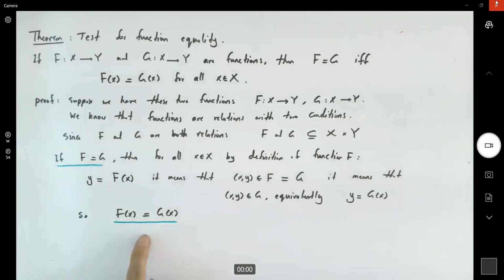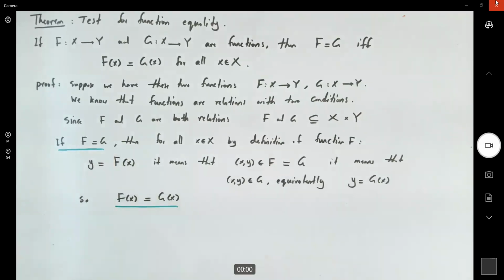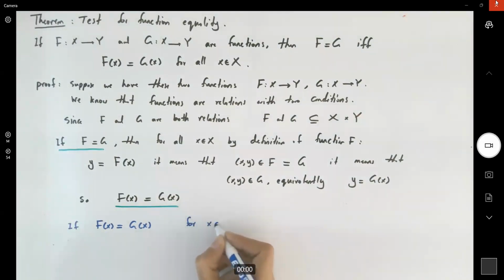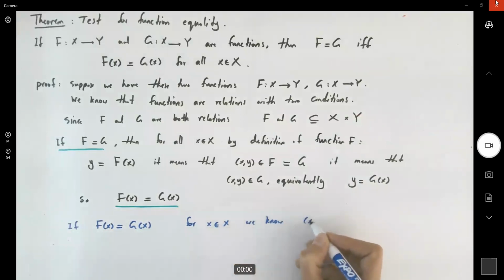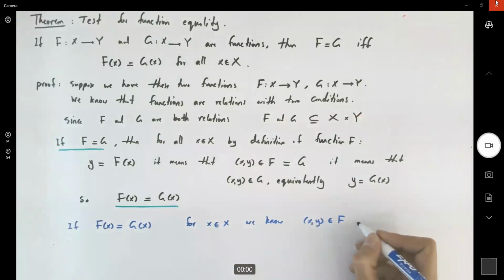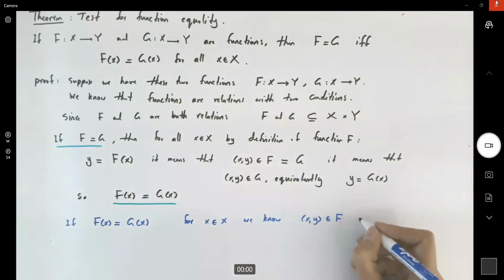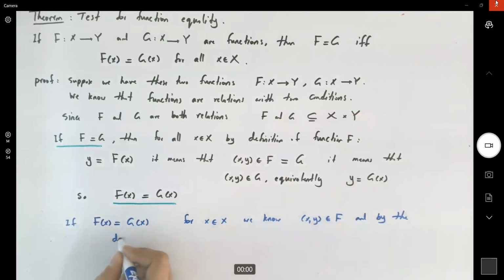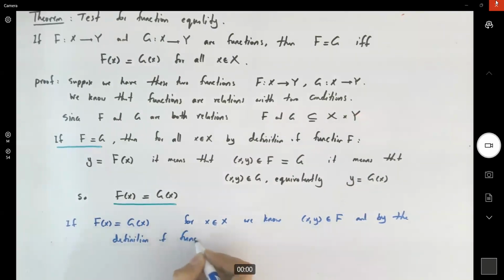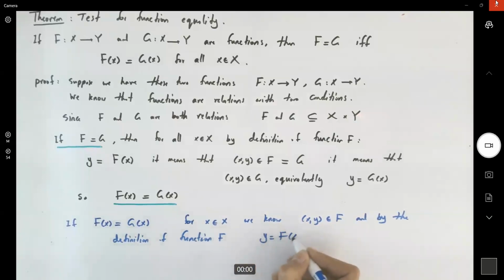Now, if your definitions are equal to each other, you want to show that the relations are the same as well. So I'm going to use a different color. If f of x is equal to g of x, well, for x in domain x, what do we have? We know that x and y belongs to f by definition of function, if y is equal to f of x.